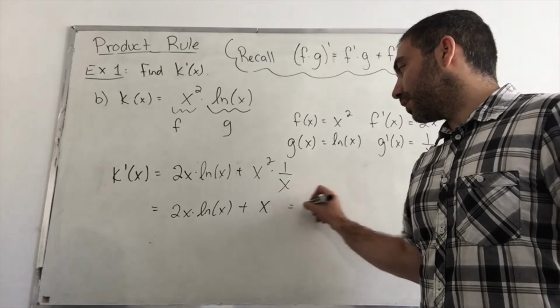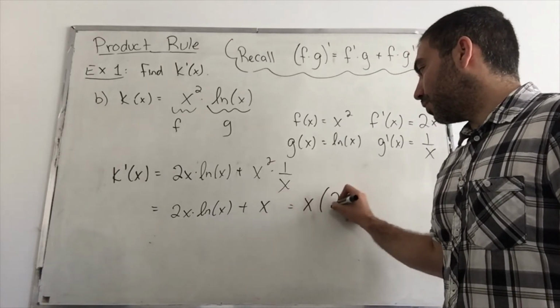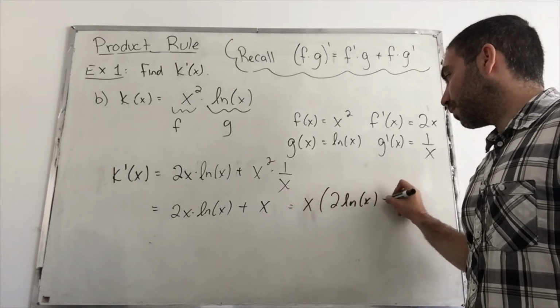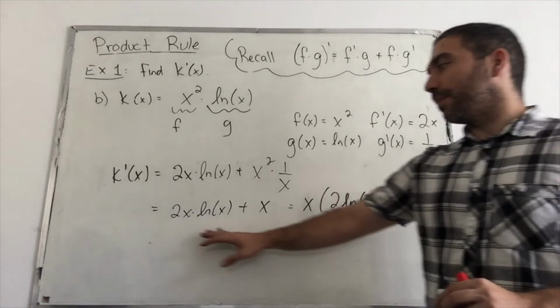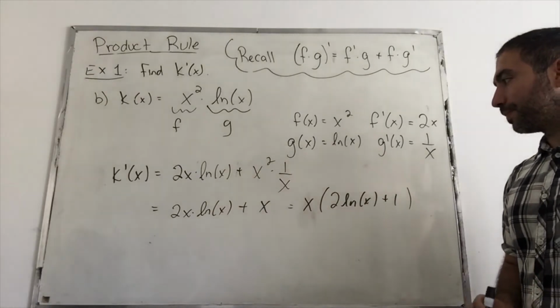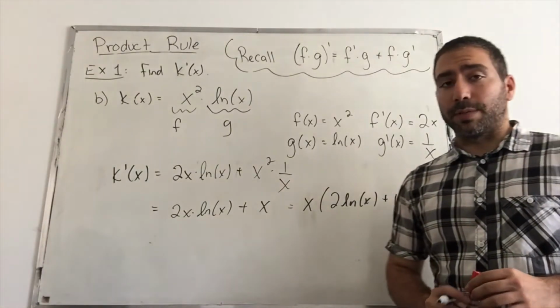Both these terms have an x. So we're left with 2 ln of x plus 1. If you want to make sure, just distribute this x back in and see if you get back what you started with. Okay. Good. So let's keep practicing.